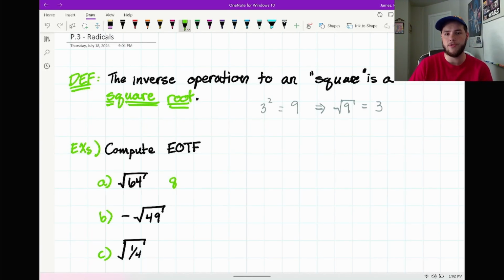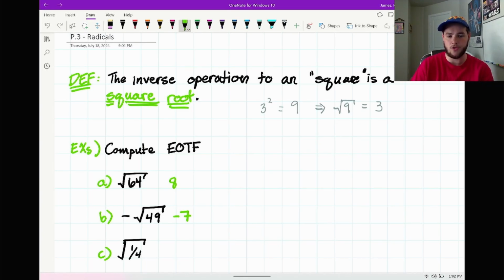Negative square root of 49. Well, the square root of 49, remember, that's the number that when I give it a square becomes 49. That's 7. But I have a minus sign out front, so I get minus 7.